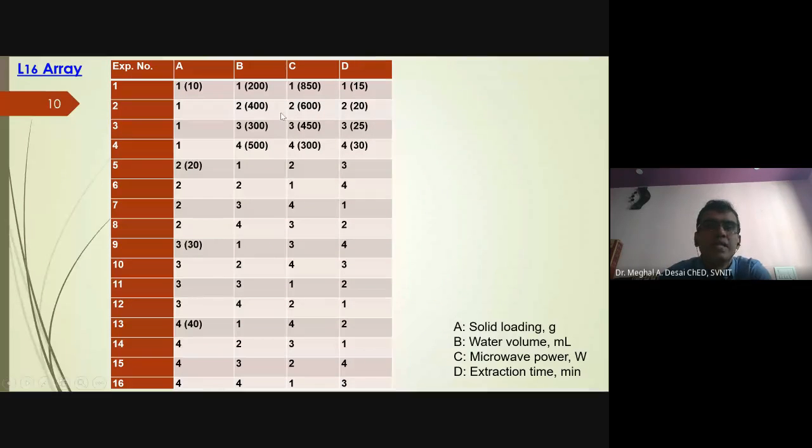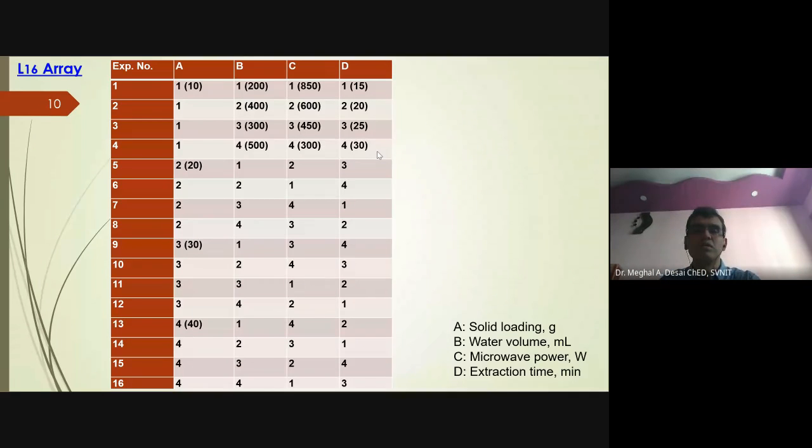In the L16 array, I have shown level 1, 2, 3 and 4 for factor A. Then for factor B, 1, 2, 3, 4, C, 1, 2, 3, 4, D, 1, 2, 3, 4. Now, if you look at the previous example, we showed the L9 array, now the L16 array. Why these two and one more, the L8 array? These three arrays, L8, L9 and L16, are quite popular in optimization.